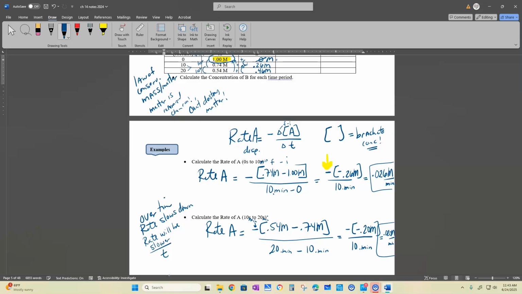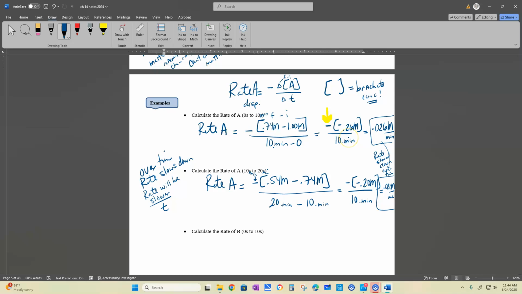Okay, look at what happened. From here to here, the rate slowed down after another 10 minutes. So the reaction will just get slower and slower and slower. If we did the next 10, it will be even slower over time. Okay, well, let's see what happens to B over time.